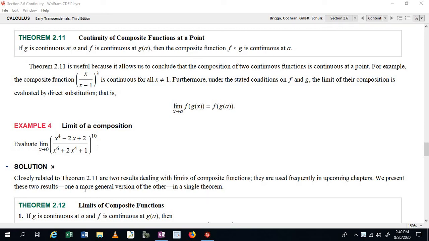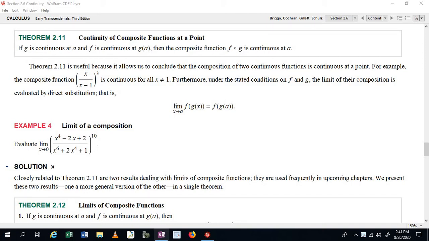Again, in this video, we're going to go over section 2.6, part 3, which is on continuity. And so the first thing we're going to look at is theorem 2.11. And so this is what theorem 2.11 says. If g is continuous at a and f is continuous at g(a), then the composite function f composed with g is continuous at a also.